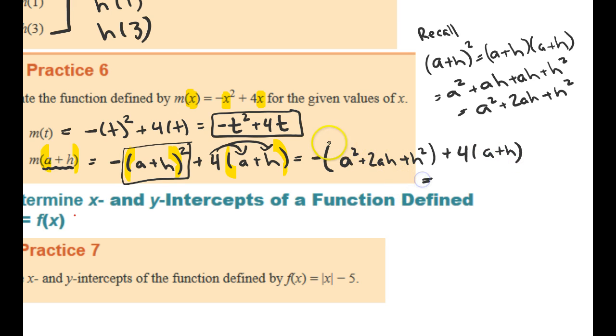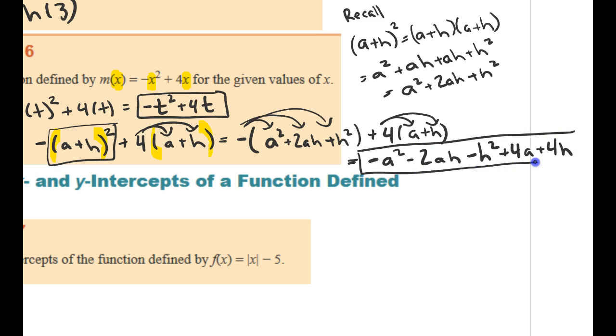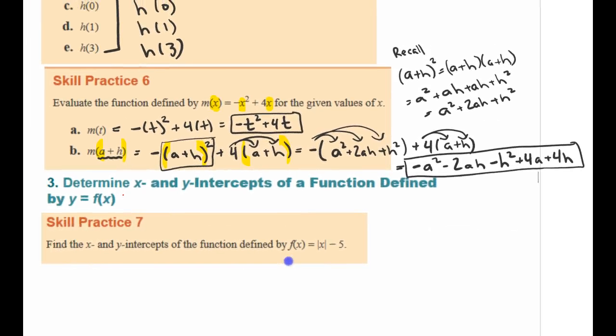The last little bit of cleanup is to get rid of my parentheses so I can distribute everything. I have minus a squared minus 2ah minus h squared plus 4a plus 4h. I know that's kind of long, but that's the most difficult thing you're going to come across in this section. You might be plugging in a number, you might be plugging in another variable, or you might be plugging in a sum of variables. If you're plugging in a sum of variables, be very careful to keep those parentheses.